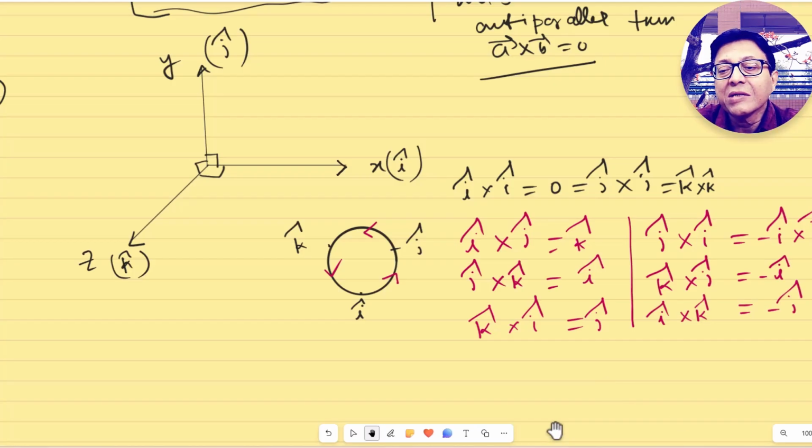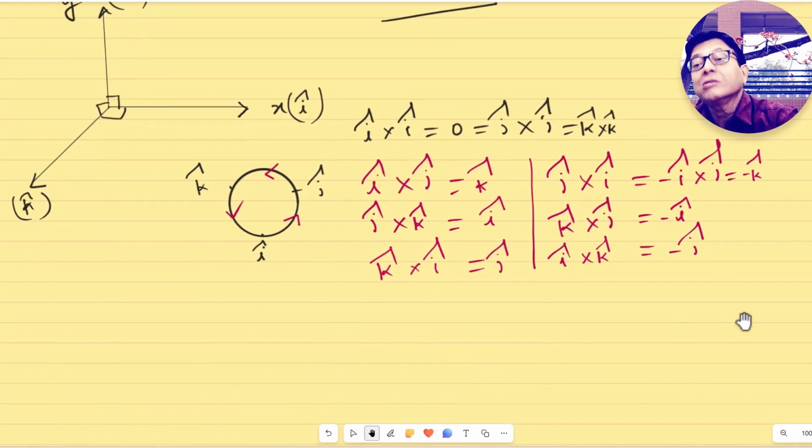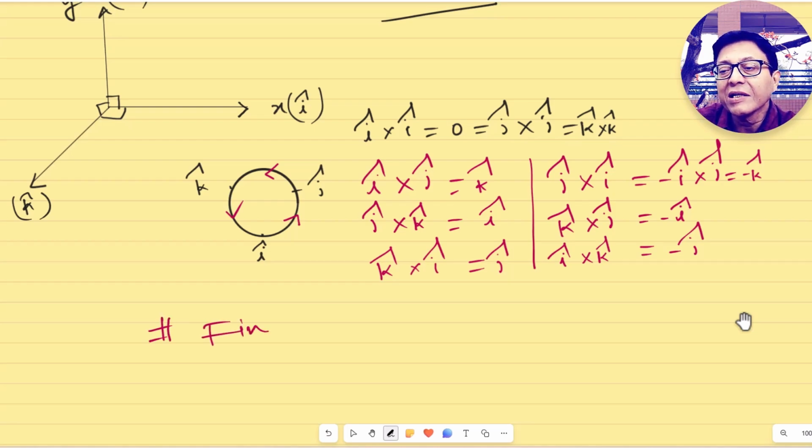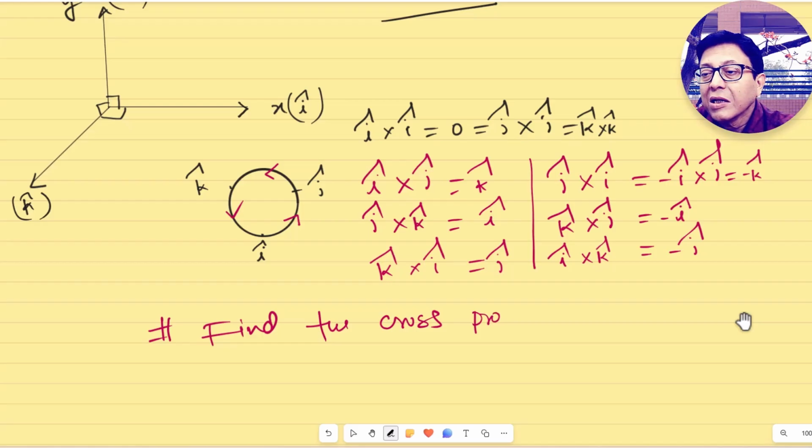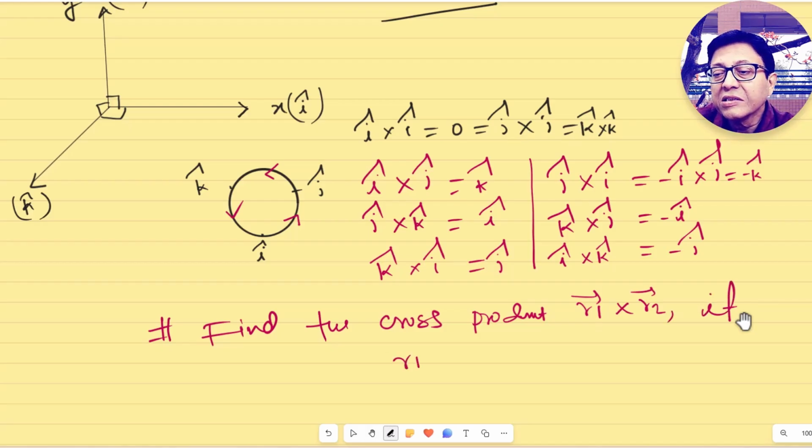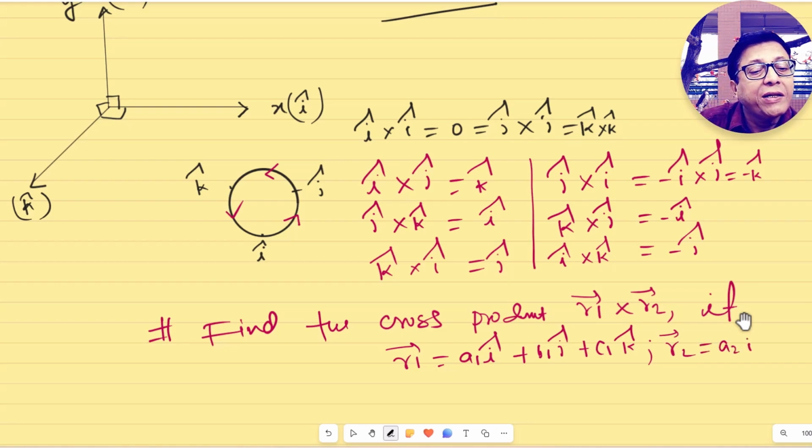At the same time, from this diagram, J cross I, using the concept A cross B is minus B cross A, is minus I cross J, which is minus K. K cross J will be minus I, and I cross K, taking the opposite order, will be minus J. So remember these.